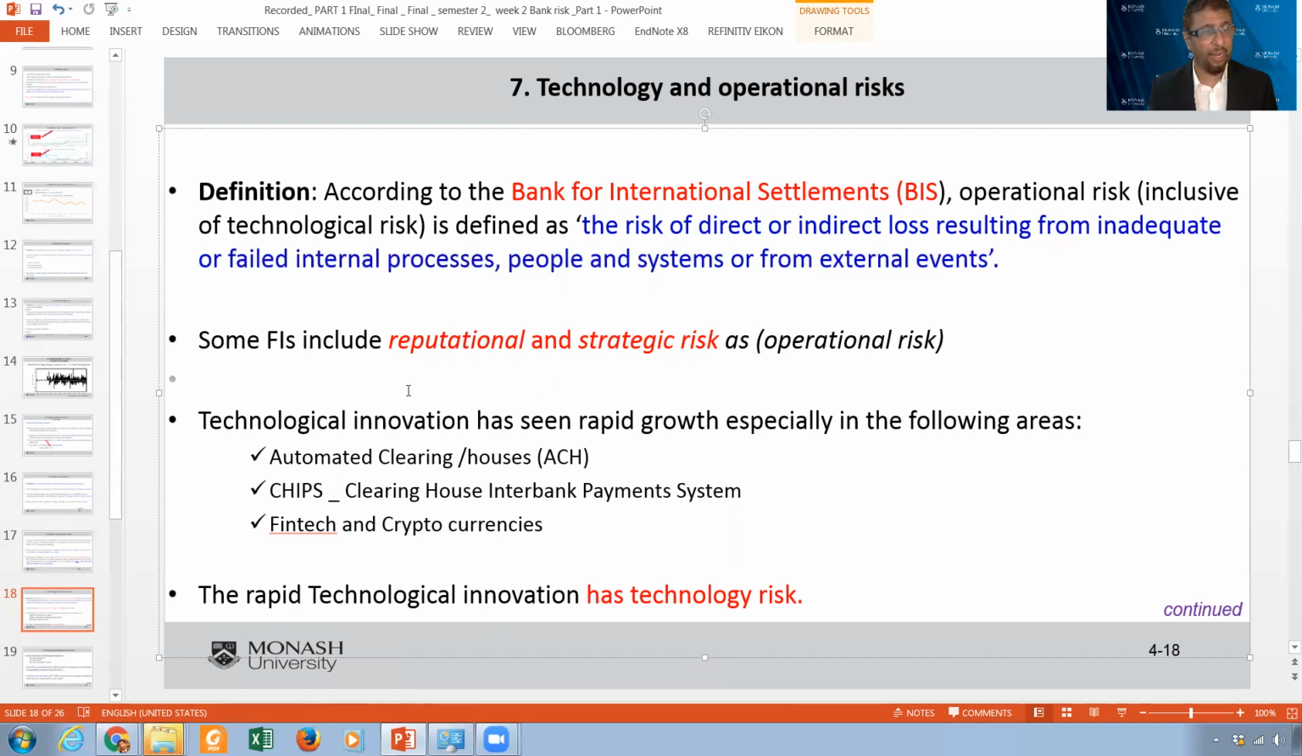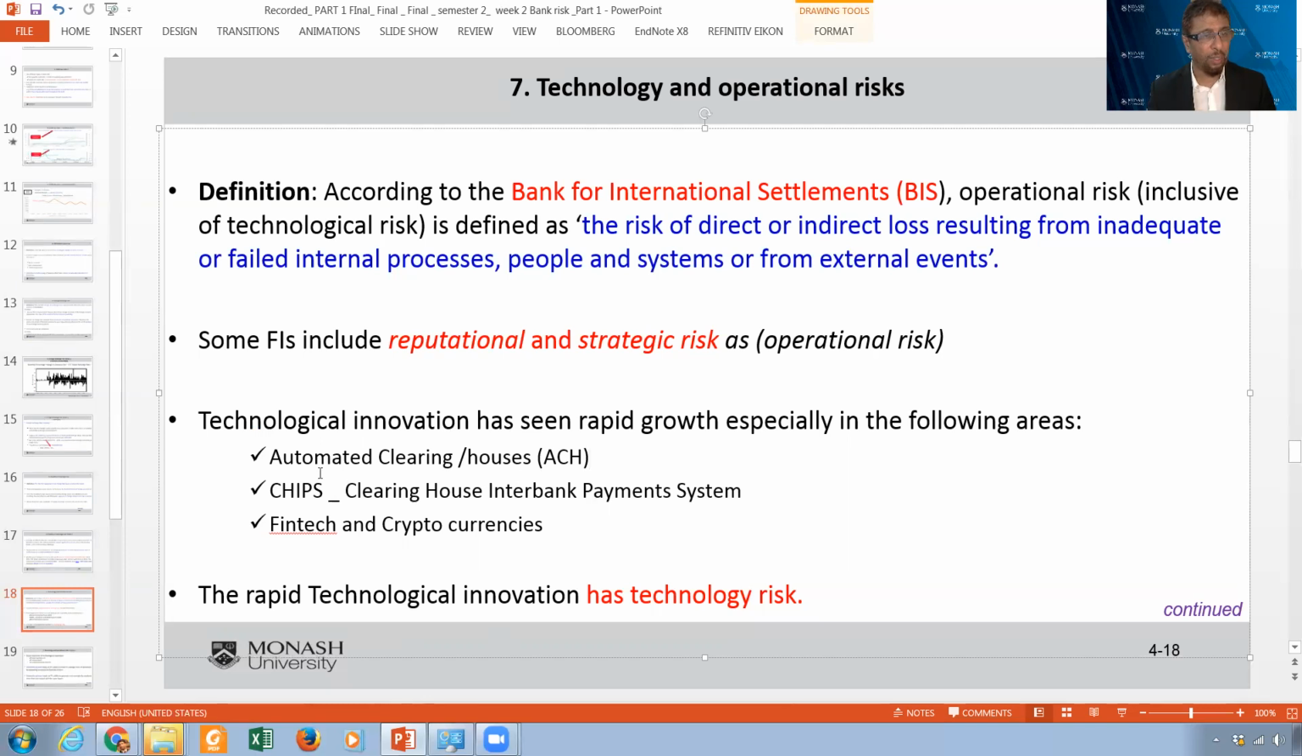Now, some of those technology and operational risks can also bring reputational and strategic risk. So some financial institutions also include reputational and strategic risk in operational risk. Now, technology risk has seen rapid growth, especially in the following areas.